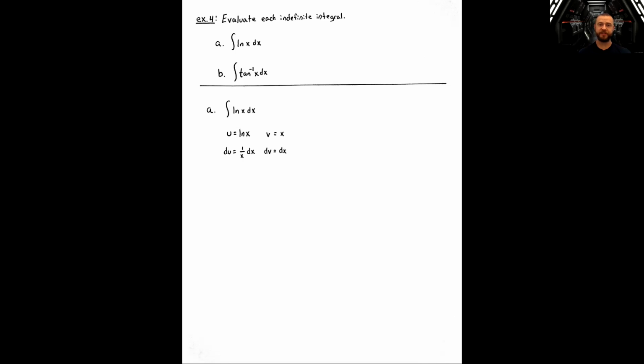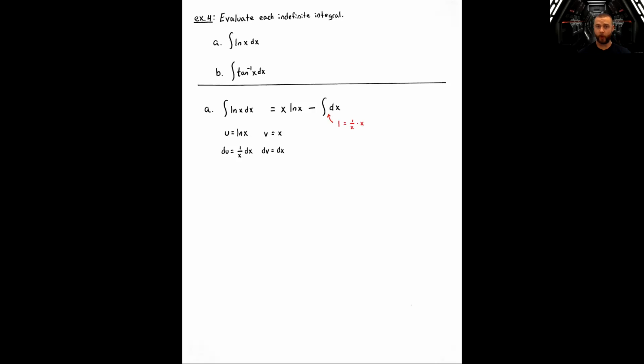All right, if dv equals dx, that means v must have been x. Now we have all of our pieces. Part A here is straightforward. Notice what happens when you multiply v by du. 1 over x times x cancels out to 1. So apply your integration by parts formula. This original integral equals uv minus the integral of v du. So we have here just the integral of dx.